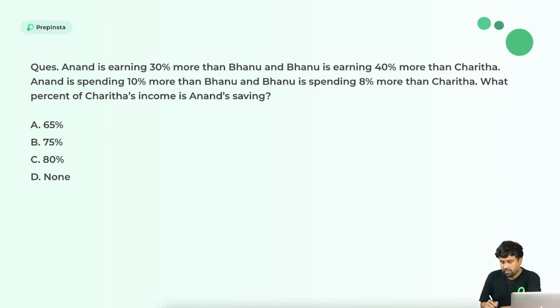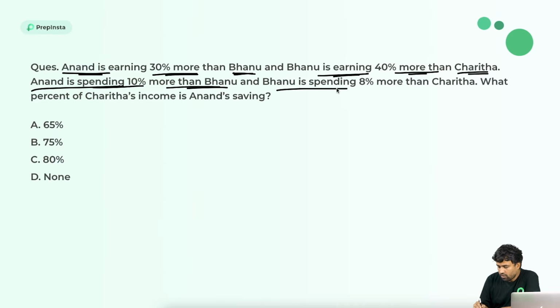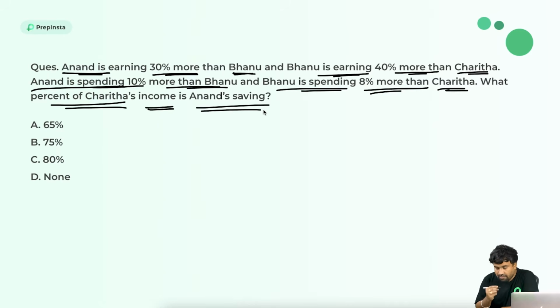So just look into the question. Anand is earning 30% more than Banu, and Banu is earning 40% more than Charita. Anand is spending 10% more than Banu, and Banu is spending 8% more than Charita. What percentage of Charita's income is Anand's savings?